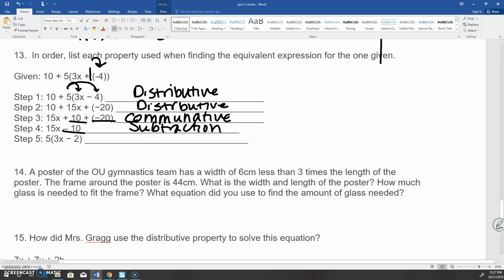Then they said, well, 5 times 3, 5 times negative 2. Distributive. What property are we missing? Associative. So tomorrow on your quiz, if they have parentheses that are moving, right, all the numbers stay in the same order, just the parentheses move, that would be associative.